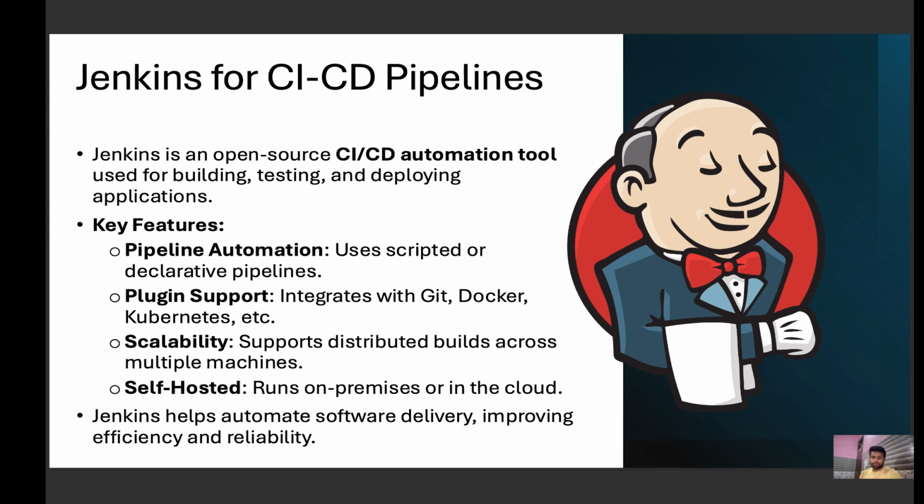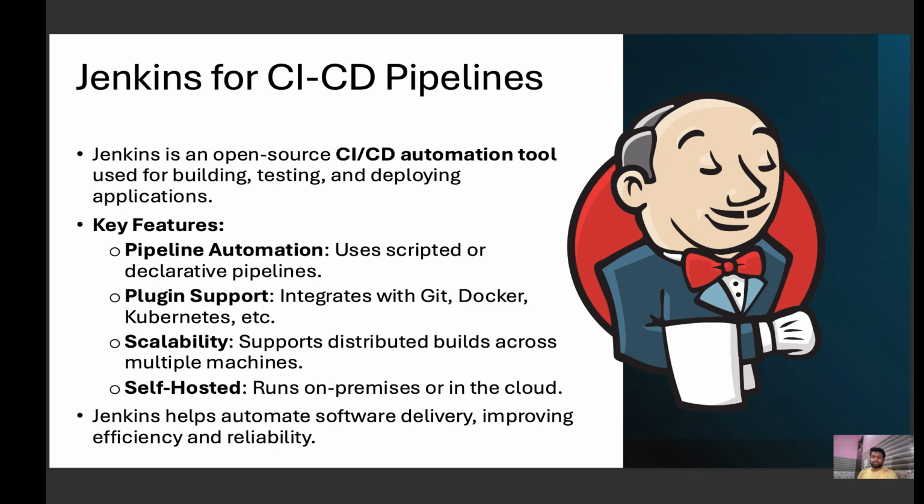Jenkins is self-hosted, so it can be run on an on-premises server. Like I told you, you can use it on your local machine as well, and you can deploy those Jenkins servers on the cloud as well. Jenkins helps the automation of software delivery, improving the efficiency and reliability.